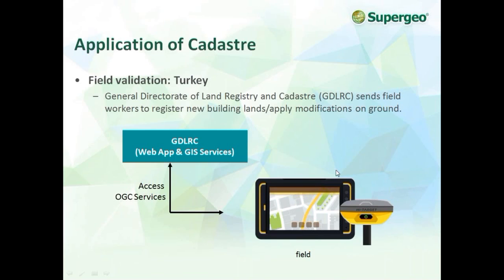high accuracy data from the Hi-Target V60 machine. Yeah, so in this workflow, the field workers go to the field and they have an internet connection, so they can connect to the GDORC's GIS services in real time. So they can make sure they are actually using the latest records from the GDORC, and they can still have very high accuracy data because our products work perfectly with the Hi-Target V60 machine.